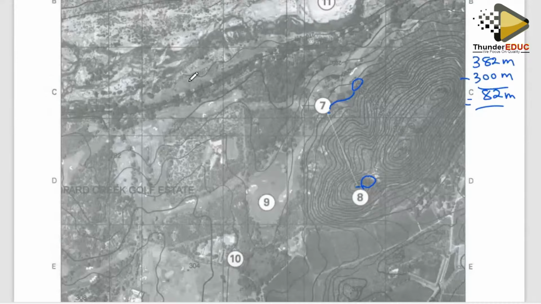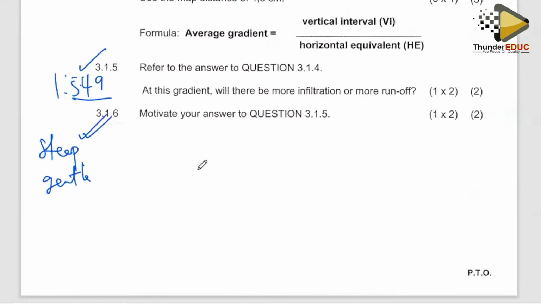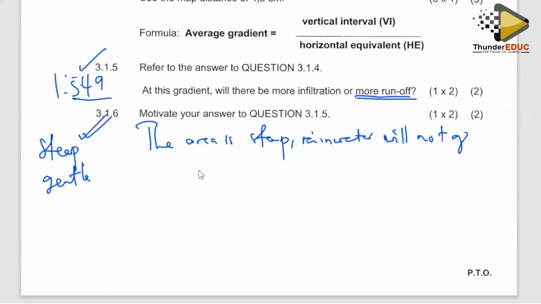So the question is asking, will there be more infiltration or more runoff? There is going to be more runoff. Steep sloping areas are going to have more runoff. What is the motivation? The area is very steep. Rainwater will not get any allowance to filter into the ground.